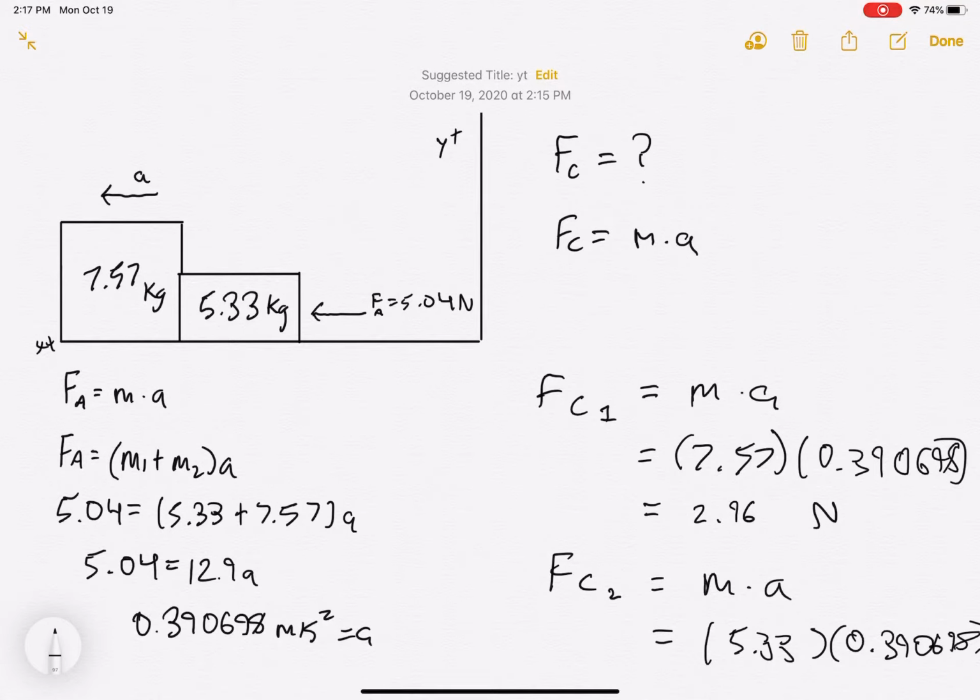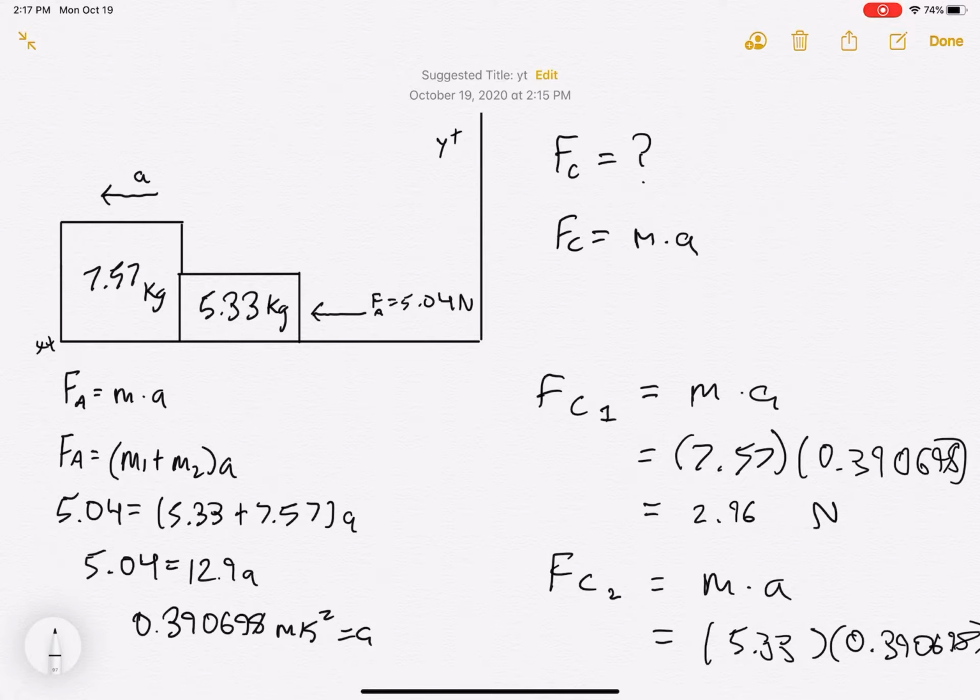On Lung Kappa. So, our question says two boxes sit side by side on a smooth horizontal surface. When it says smooth, we know that the surface doesn't have any friction, so we can assume that these boxes will be sliding without any friction. The lighter box has a mass of 5.33 kilograms, as you can see in the diagram. The heavier box has a mass of 7.57. Calculate the contact force between these boxes when a horizontal force of 5.04 newtons is applied to the light box.